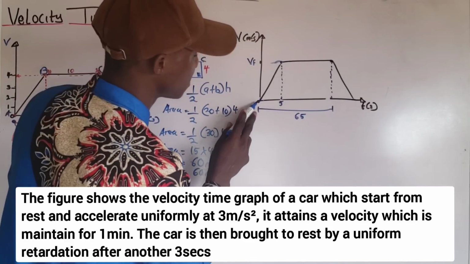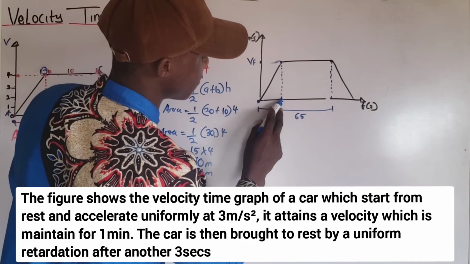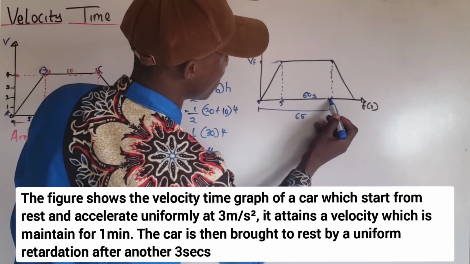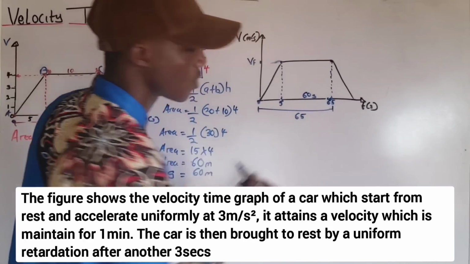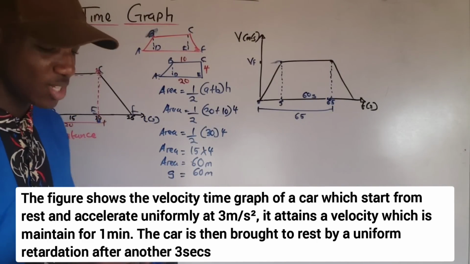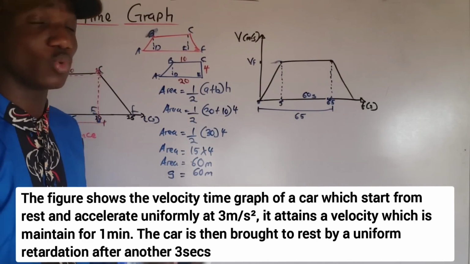From this point to this point is 5. From this point to this point is 60 seconds. That means that from the start to this point, the time will be 65 seconds. Do you understand? You must learn how to interpret the question. That's what I'm trying to explain.